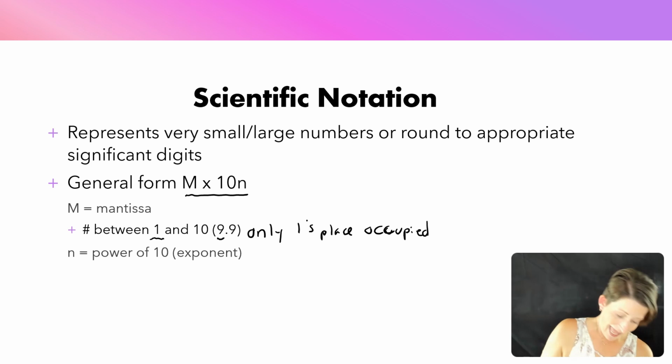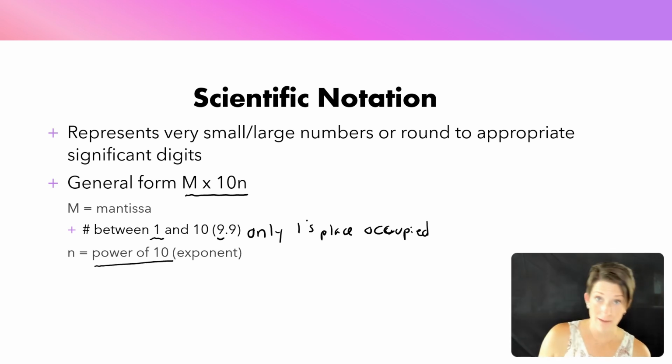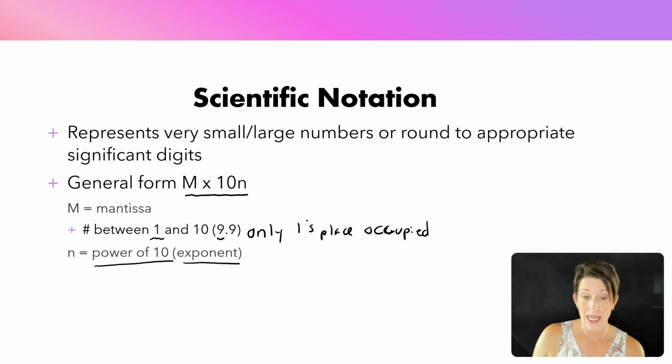N is that power of 10 from that metric unit. It is going to be your exponent. It represents how many times you need to move your decimal to allow for the mantissa to have the appropriate place values.